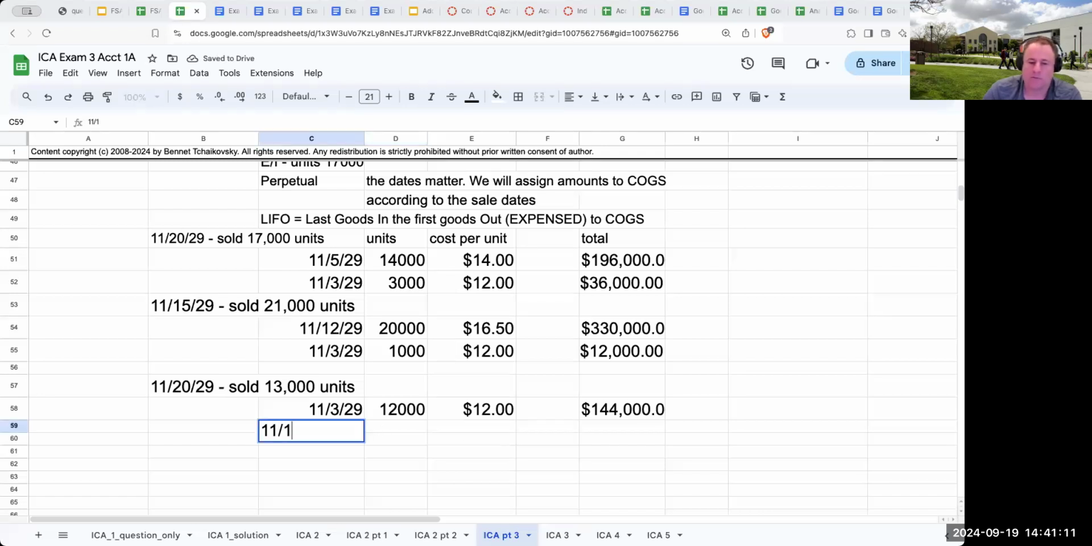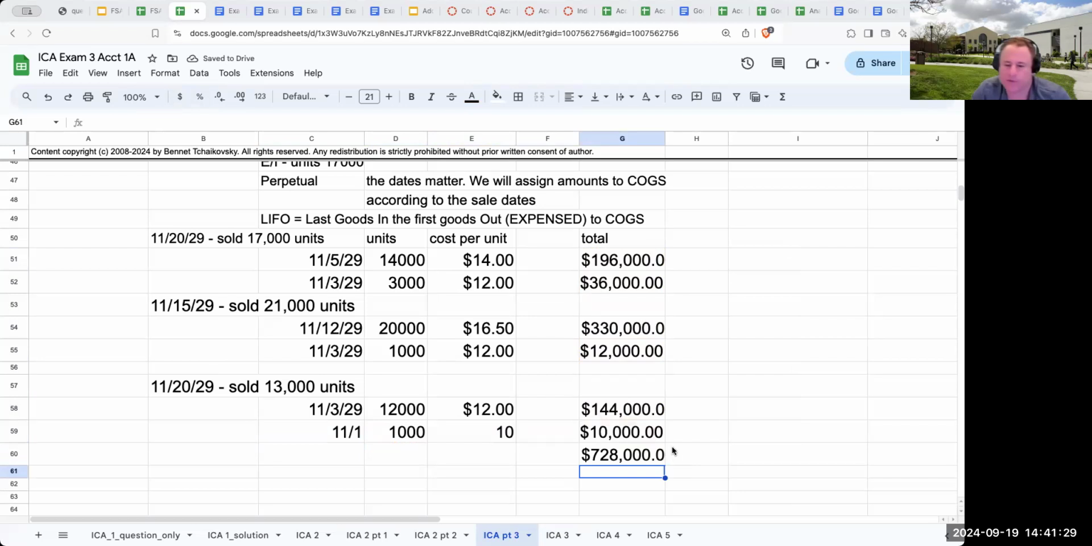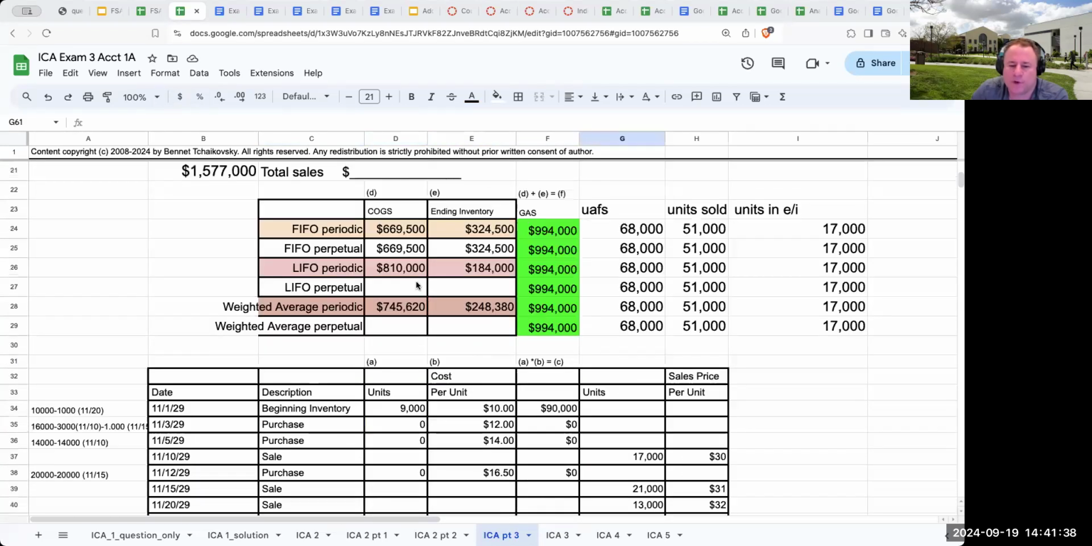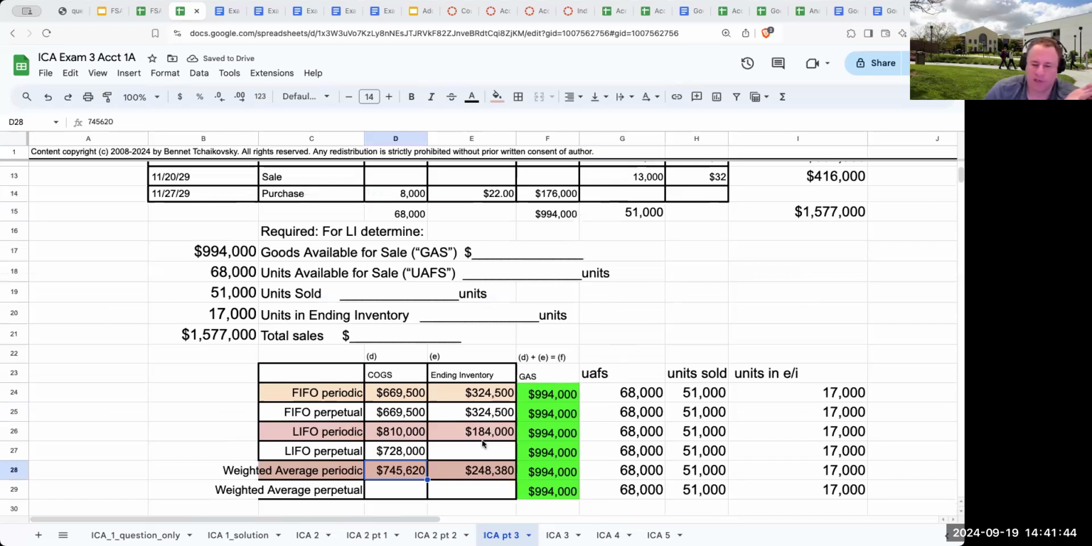So over here, my beginning inventory was 10,000 at $10. When I add up all of these amounts in terms of my cost of goods sold, I'm coming up with $728,000. So this is my total cost of goods sold under LIFO perpetual. Let me put it on the board: LIFO perpetual, $728,000. At this point, I can easily figure out the ending inventory. I can do 994 minus 728, or 266.